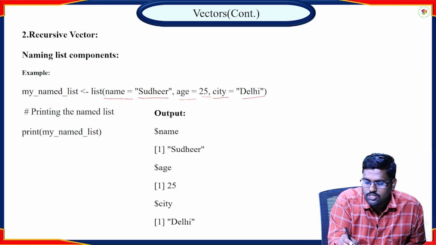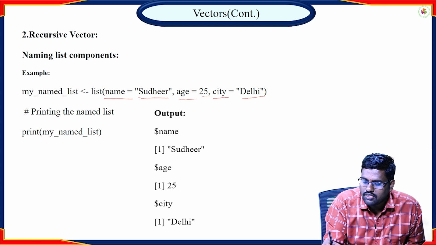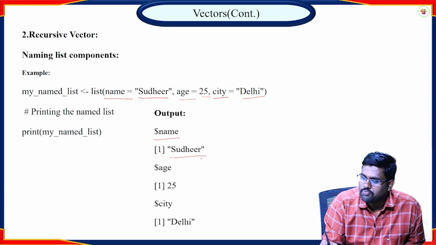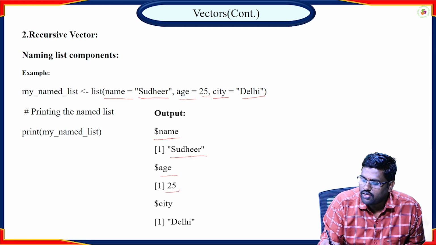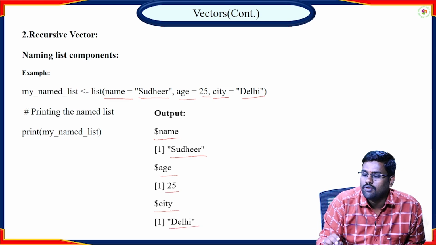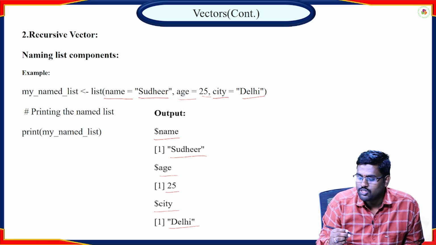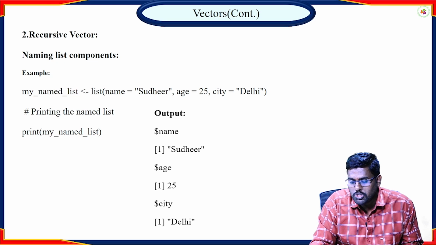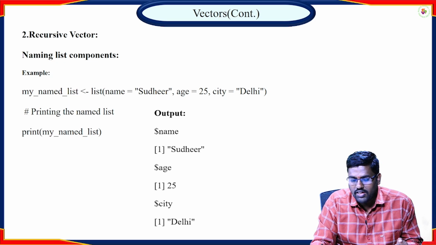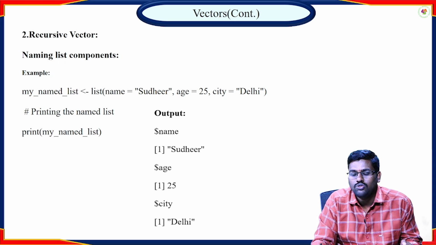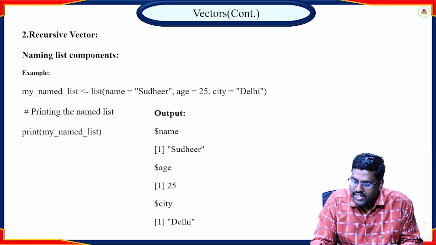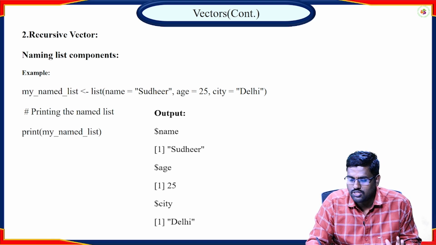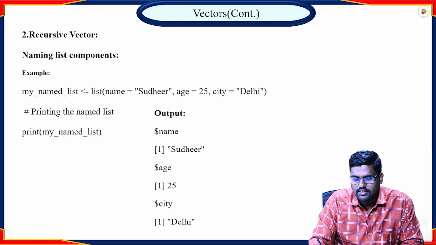Now see, list of name equals Sudhir. So they need to print the name value Sudhir. Next the age value is 25 and the city is Delhi. The particular value is assigned with a variable name. That is called naming list components. The main advantage of naming list components is that it is used to display the header name. When we say header names, that belongs to the name value, that belongs to the age value, and that belongs to the city value. Like this the values will be displayed. So that is naming list components in the list.